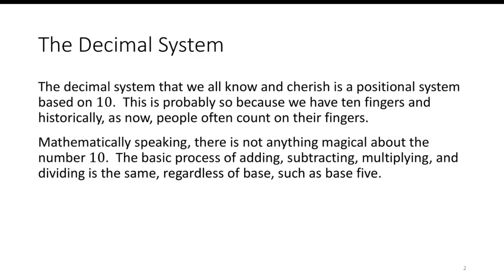The decimal system that we all know and cherish is a positional system based on 10. This is probably because we have 10 fingers, and historically, as now, people often count on their fingers. Mathematically speaking, there is nothing special or magical about the number 10. The process of adding, subtracting, multiplying, and dividing is the same regardless of base, such as base 5.